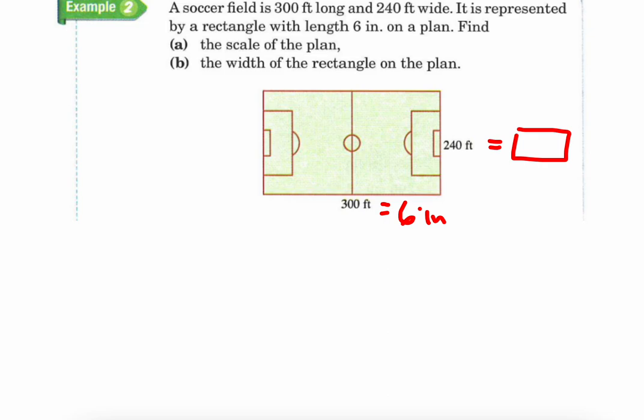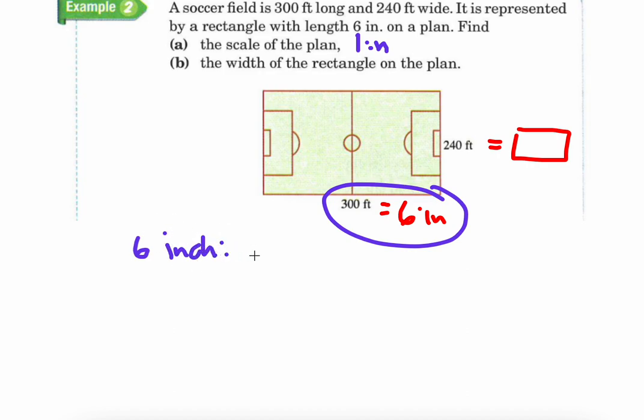Okay, so the scale of the plan, remember, that's where we have to write it as 1 to n. They already told us this information, that the 300 feet in real life really just looks like 6 inches on the plan. So we can use this information here to figure out the actual scale. So we're going to set it up like our previous problems, right? Our example 1 kind of looked like this, right? So we got to set it up so now that it's 1 to n. Well, right now it's 6 inches to 300 feet.